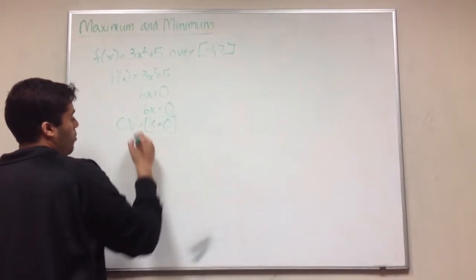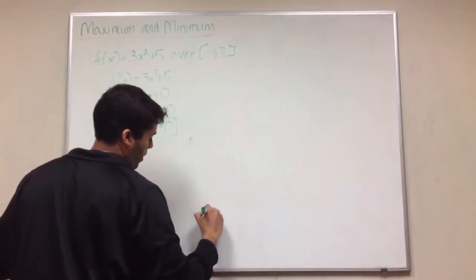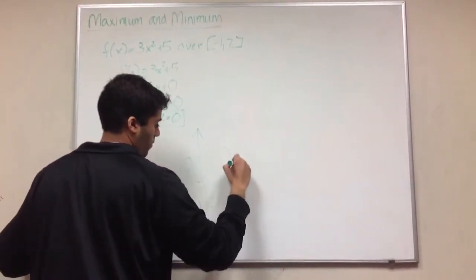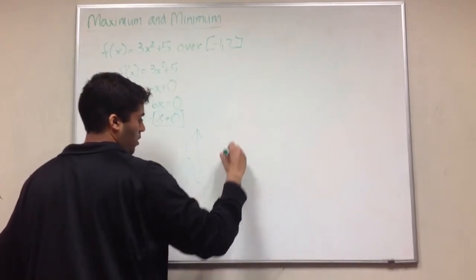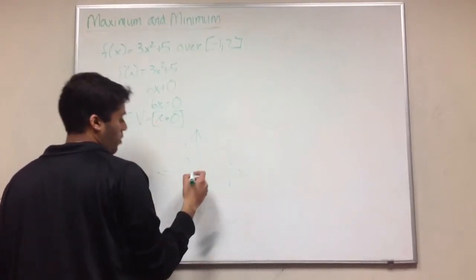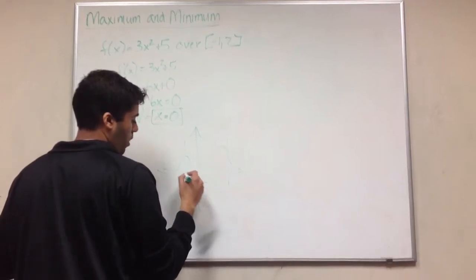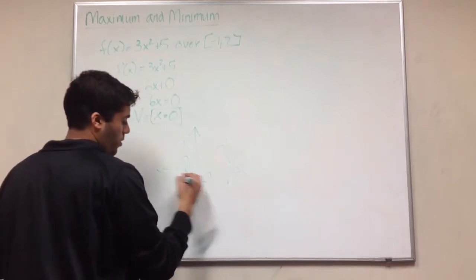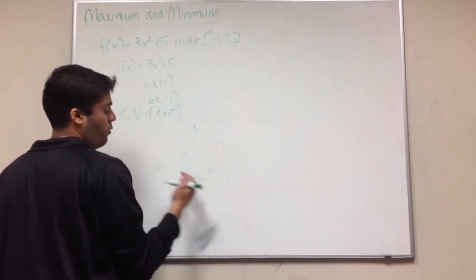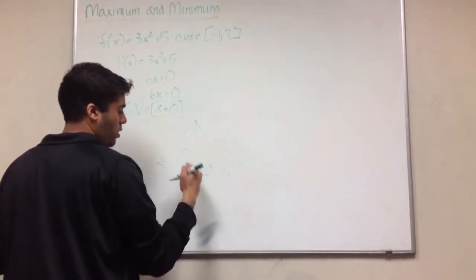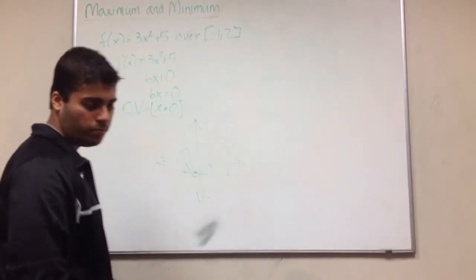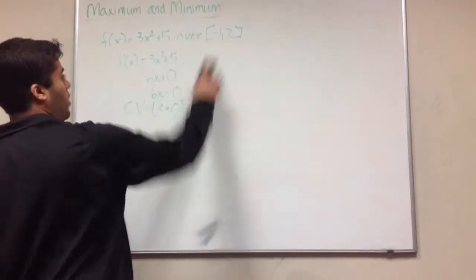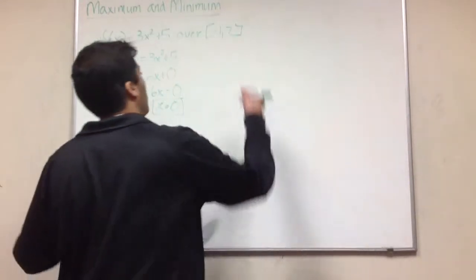What a critical value is, say we have another graph here and this function in this interval. Basically a critical value is a point where it changes and turns directions. So on this line here, this point is a critical value because the graph actually changes from decreasing to increasing. So what we do with this critical value and the endpoints of the interval is actually make a table.